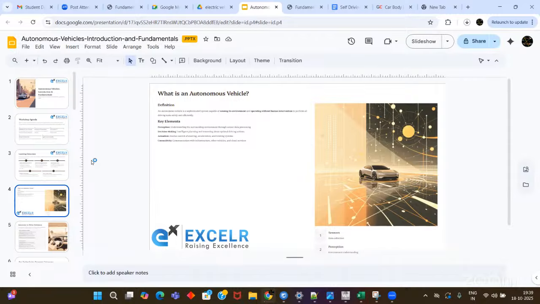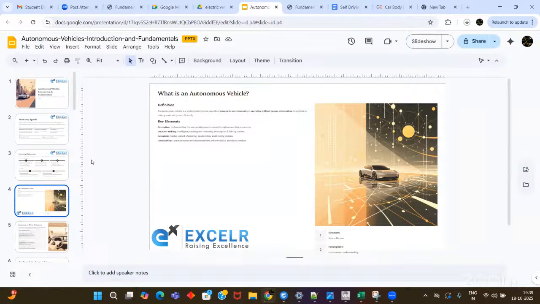So now we'll be discussing the definition of it. An autonomous vehicle is a sophisticated system capable of sensing its environment and operating without human intervention to perform all driving tasks safely and efficiently. So that is what I told, that an autonomous vehicle is a system that is capable of doing all the things, taking you from point A to B without the intervention of the driver. This is actually coming with safety and efficiency as well.